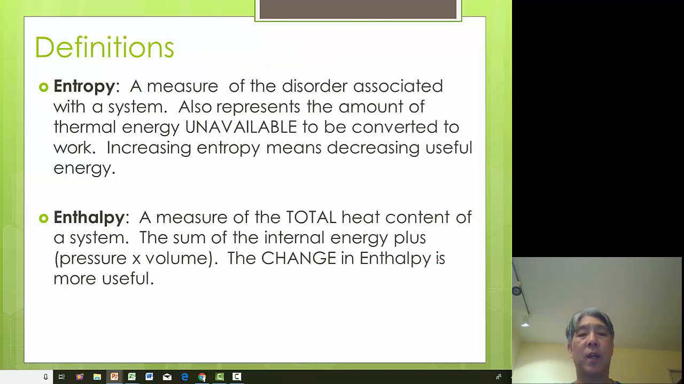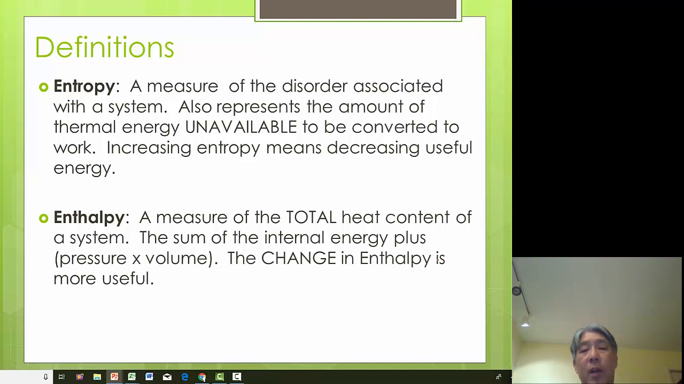Okay, the terms entropy and enthalpy we may run across in this unit. Entropy is a measure of the disorder associated with a system, and it corresponds to the second law of thermodynamics. It is basically how much energy is unavailable to be converted to something else.